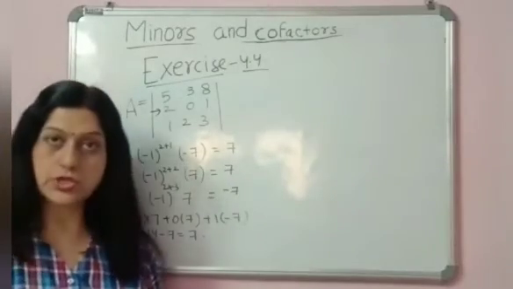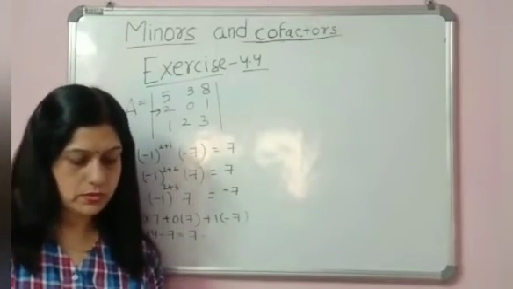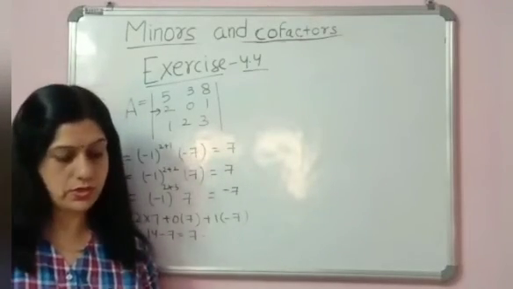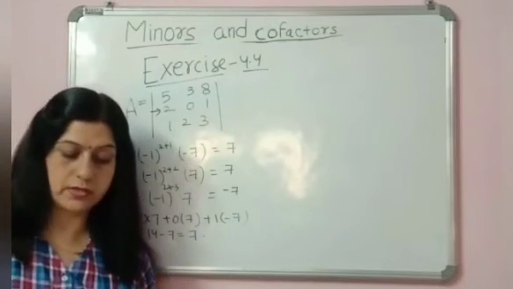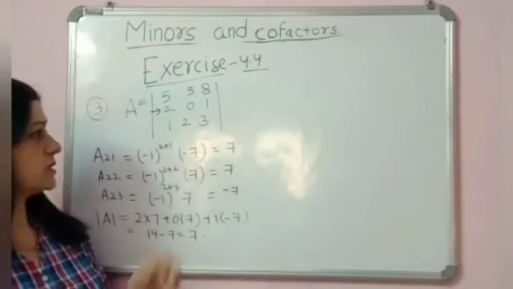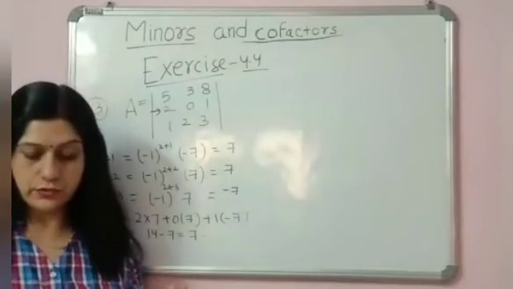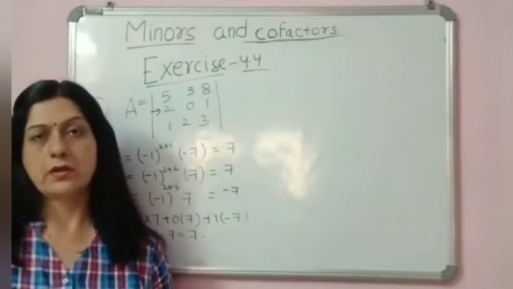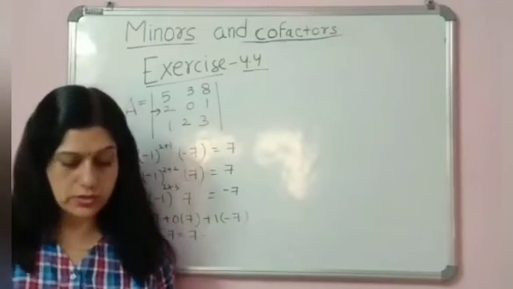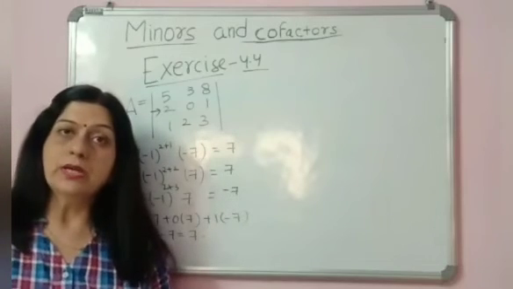Now let us come to question number 4. It is also just similar to question number 3, that using cofactors of the elements of the third column, you have to find the value of the determinant. Okay, so you all can do this question. Now come to the last question.